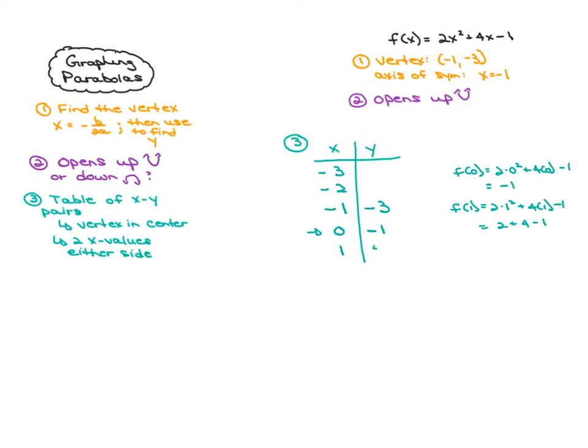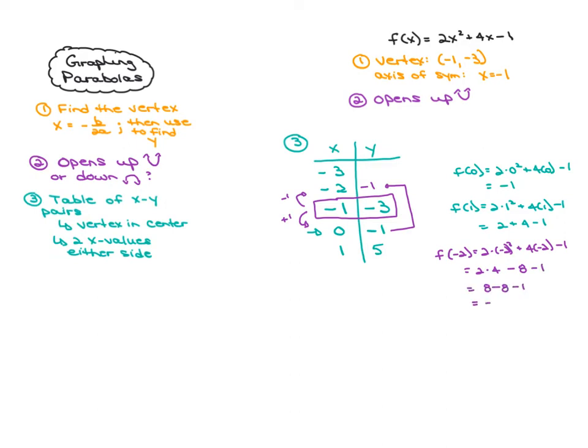Now this next piece is so cool because we used points on either side of the vertex. We're going to use what we know about symmetry. Because we went plus 1 this direction and minus 1 that direction, the y value for negative 2 is also negative 1. Let's just double check that to make sure I'm telling you the truth. f of negative 2 is going to be 2 times negative 2 squared plus 4 times negative 2 minus 1. So that's going to be 2 times 4 minus 8 minus 1. 8 minus 8 minus 1 is, yes, indeed, negative 1.